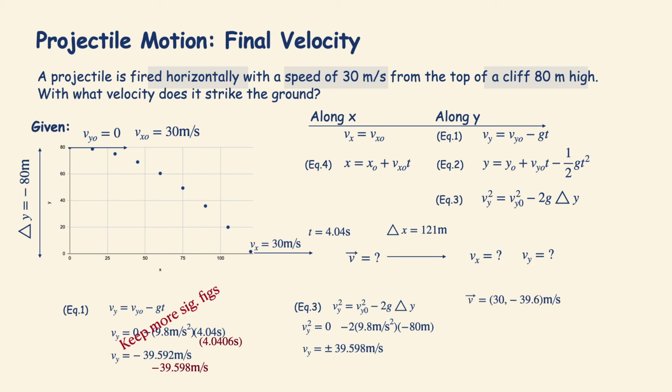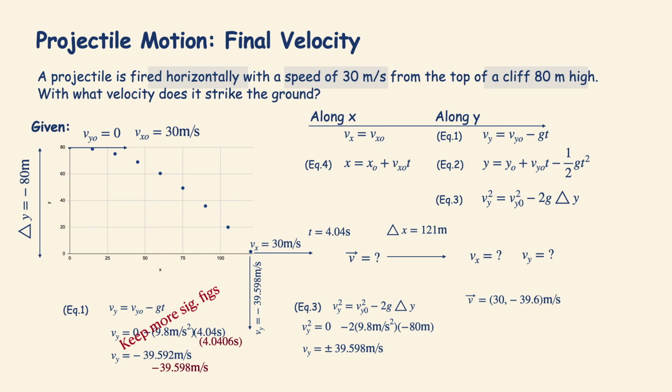So what's left here is just to write the answer. We have determined that the x component of the final velocity is going to be 30 meters per second, and the y component is going to be minus 39.6 meters per second. Let me mark here the y component on our diagram.